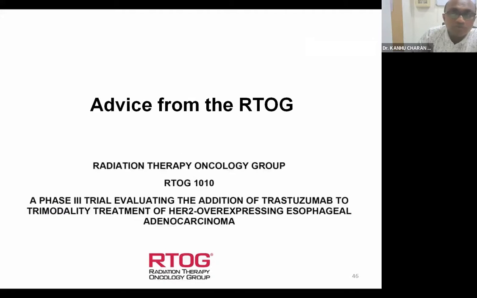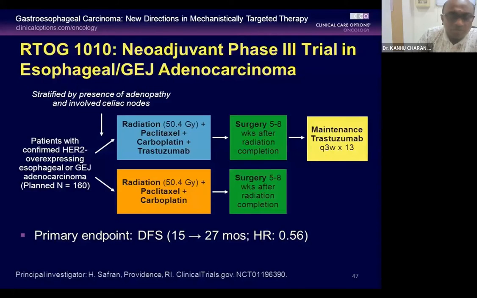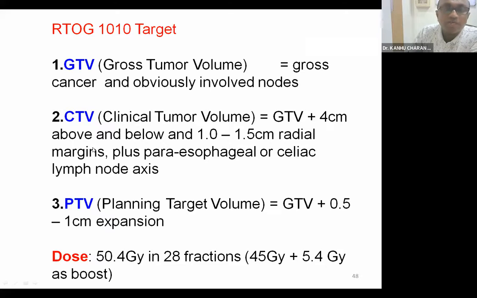So what is the advice from RTOG? RTOG 1010 is a neoadjuvant setting for gastroesophageal junction cancers. They mostly give 50.4 gray plus paclitaxel and carboplatin. According to the RTOG 1010 protocol, for the GTV you give 4 centimeters superior-inferior, 1 to 1.5 centimeter radial margin to include the paraesophageal and celiac lymph node axis, and PTV 0.5 centimeter to 1 centimeter, and you go for 50.4 gray in 28 fractions.